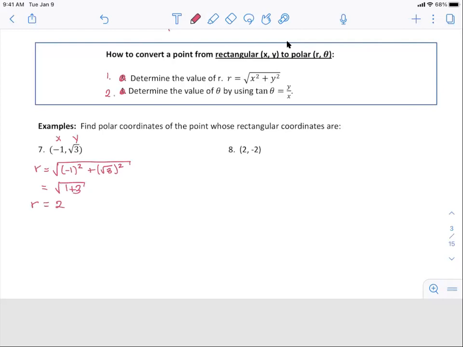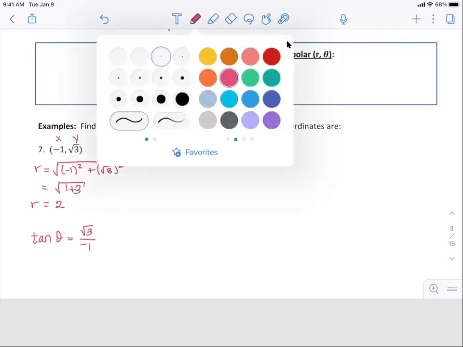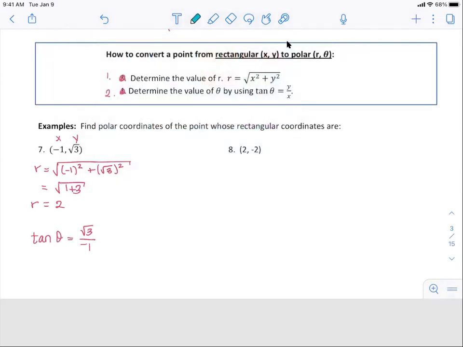Now, to figure out theta, we know that the tangent of theta is equal to y over x. So that is the square root of 3 over -1. Okay, so this is where we have to consider the quadrant. Remember, this is always important. With our rectangular coordinate, the ordered pair with negative x and positive y is going to be in quadrant 2. So that means here we need to choose a theta value that is in quadrant 2.